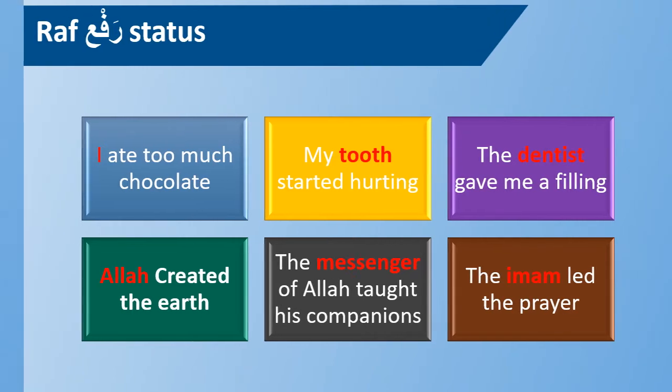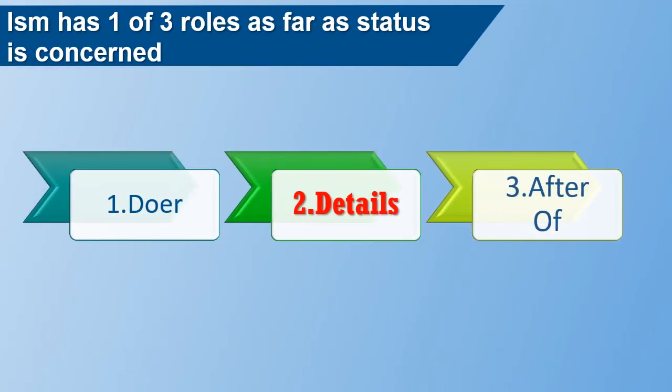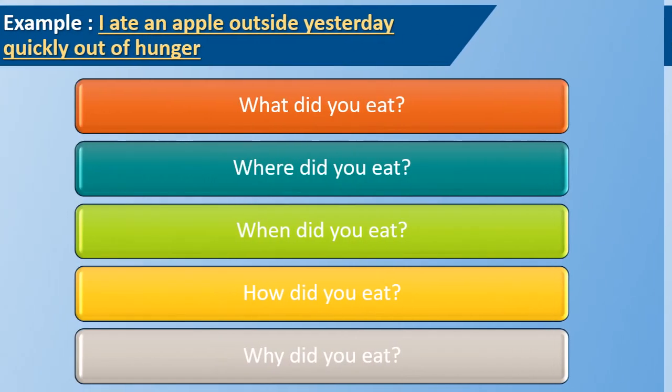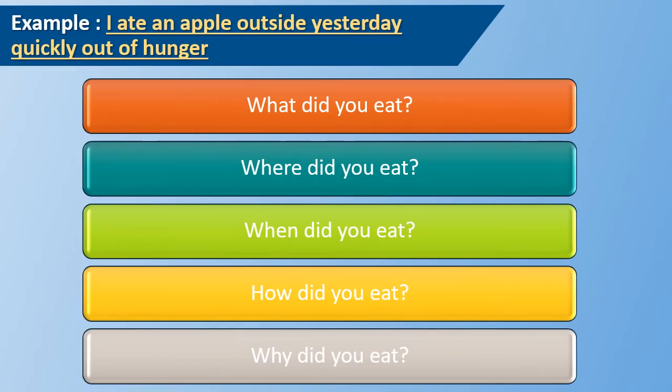Let's look into details. To understand what a detail could be in a sentence, let's analyze this sentence. I ate an apple outside yesterday quickly out of hunger. Our first job is to find the action. The action is ate. Who did the action? I. So I am the doer, which is rafa.